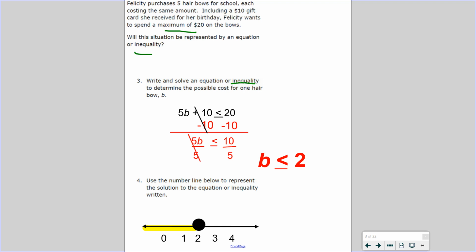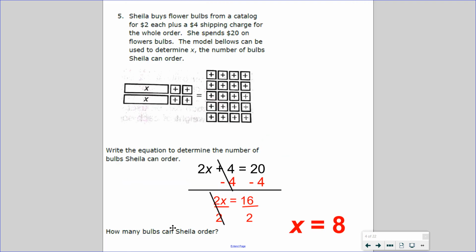So what does maximum mean? If the maximum is the most amount of money you spend is $20, you have to spend less than or equal to $20. Subtract 10 on both sides, divide it into 5 groups. b is less than or equal to $2. And then this will be a closed dot shading to the numbers that are less than or equal to $2.